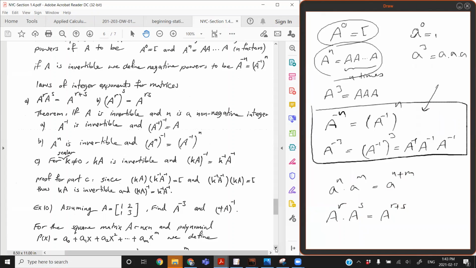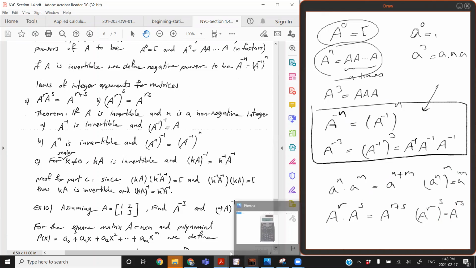Or we know for real numbers, a to the power of n, that to the power of m, is going to be a to the power of n times m. Same is true for matrices. So you have matrix A to the power of r, then the whole thing to the power of s. Then this is going to be A to the power of r times s. Any questions?